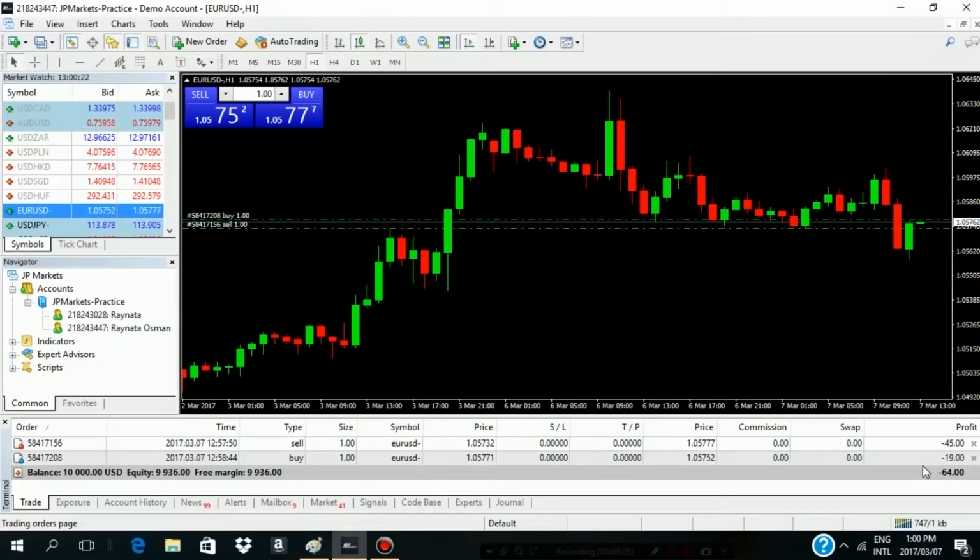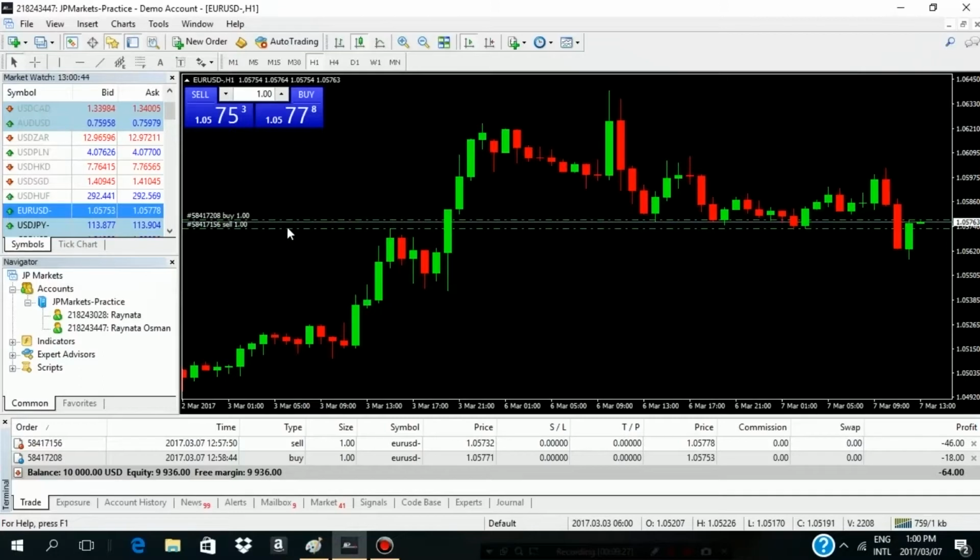Now that you've seen how the numbers fluctuate as price moves up and down, let's try and set take profits and stop losses. A take profit is an order that you are telling the market, when you reach this point in price, take me out of the market with a profit.